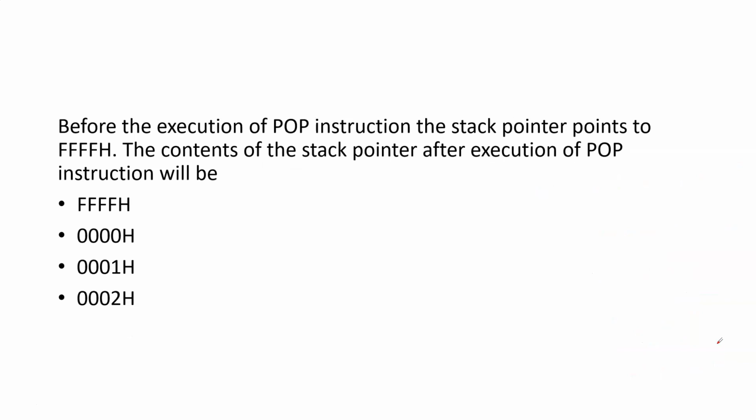Before the execution of the POP instruction, the stack pointer points to FFFFH. What is the content of the stack pointer after the execution of the POP instruction? We have two things, push and pop. Push means we decrement the stack pointer by 2. Pop means we increment the pointer by 2. They have given FFFF. After this, if you increment, it rolls over and becomes 0, and then it will be incremented again.